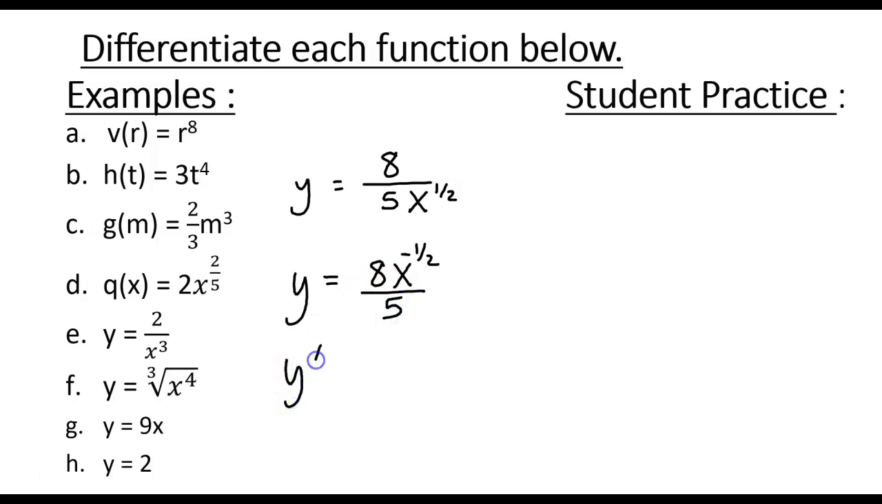Now take your derivative and simplify it all the way. So take your derivative and simplify it as much as you can. So the first thing you would do is you'd multiply that negative 1/2 to the front.